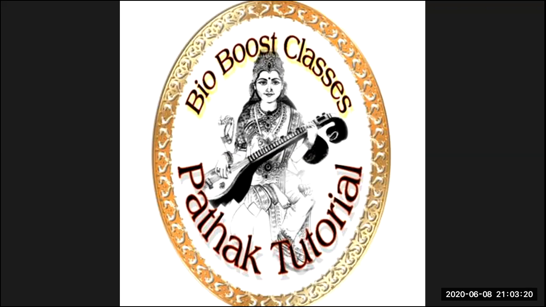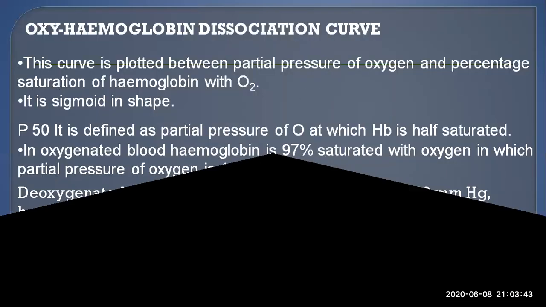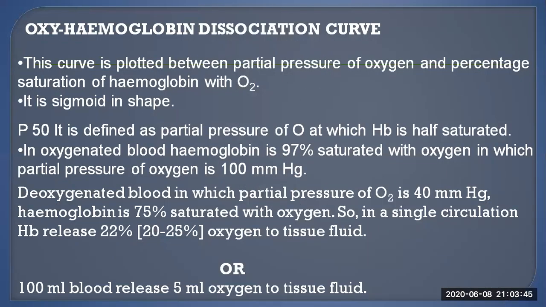In the last video lecture, we discussed the transport of gases and different respiratory pigments. In this video lecture, we will talk about the oxygen hemoglobin dissociation curve, pulmonary capacities and pulmonary volume. In the sequence of this chapter, I'm going to start a new topic, the oxygen hemoglobin dissociation curve, or simply the oxyhemoglobin dissociation curve.